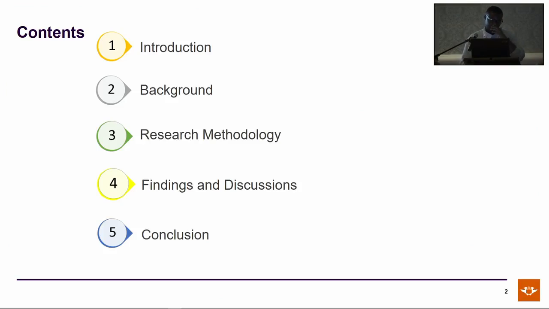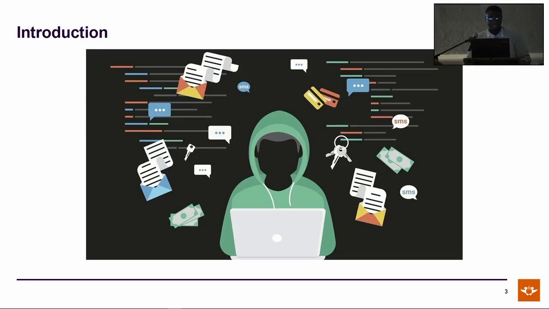The presentation is structured as follows. In the introduction, I'll give a brief introduction to the topic. In the background, I'll provide you the problems that I saw in research. In the research methodology, I'll provide you the aim, or the solution to the problems, with a number of objectives that I need to address first. In the findings and discussions, I'll talk about them briefly regarding the objectives, and then conclude the presentation with a summary of the findings.